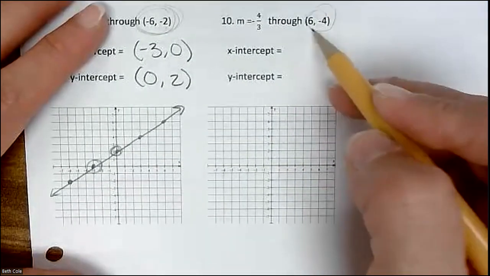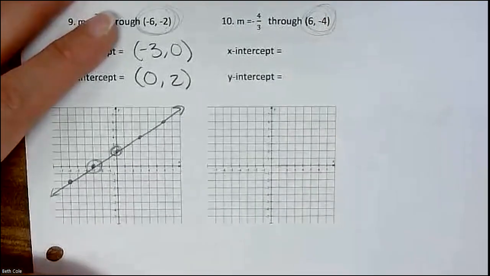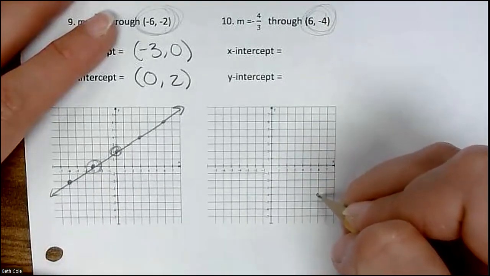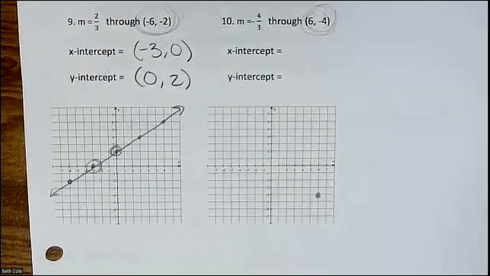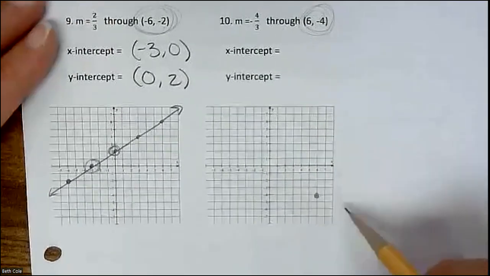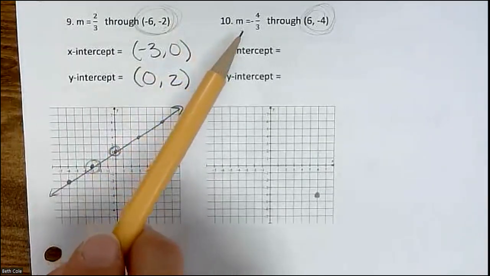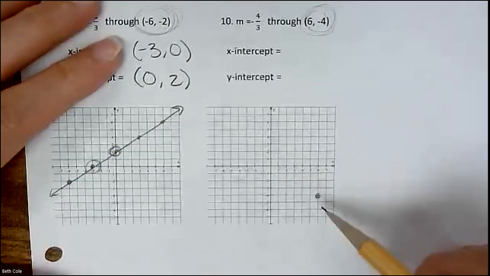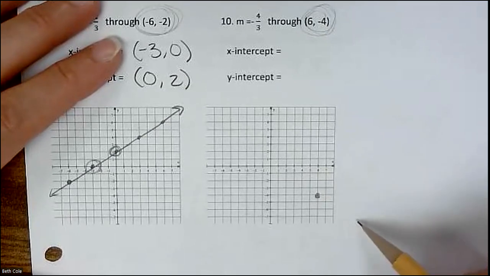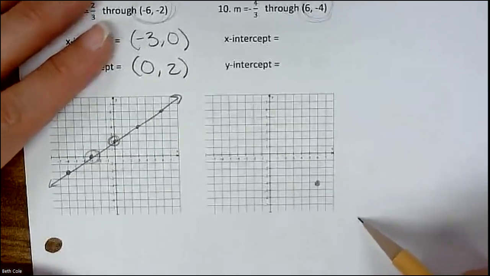All right. You're going to start at this point. What quadrant is 6, -4 in? Good. 4. Fourth quadrant right here. 6, -4. Now your slope is -4/3. Watch me point to this. It's telling you to go down 4 over 3. That's going to be over here somewhere.